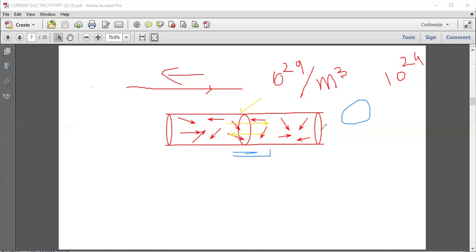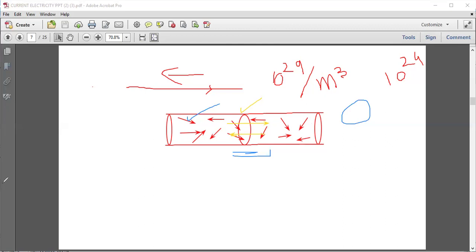So in a metallic conductor, though free electrons move randomly, they do not constitute any net electric current in the conductor. And why? Because the current produced by one electron will be neutralized by the other electron. So net current in the conductor will be 0.